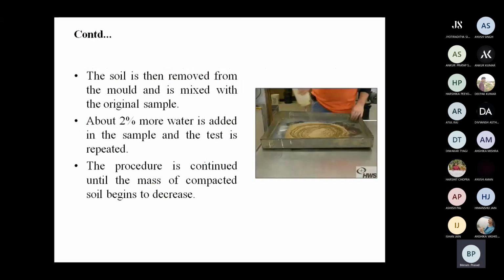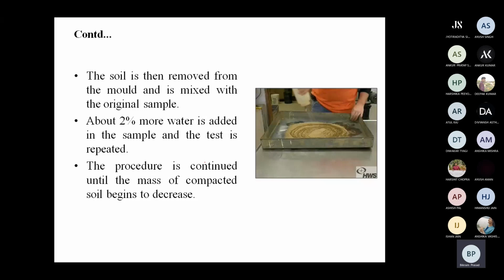The soil is then removed from the mold and mixed with the original sample, where 2% more water is added to the sample and the test is repeated. So what we will be doing is adding the moisture content gradually and checking the weight. We will be taking different samples for different moisture contents and checking the dry density of those samples. Then we will be drawing the graph and getting the best suitable value for the moisture content.